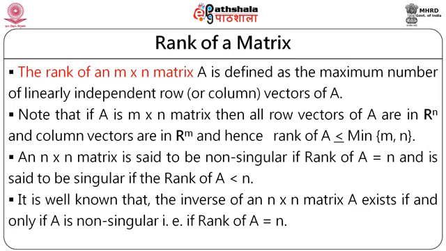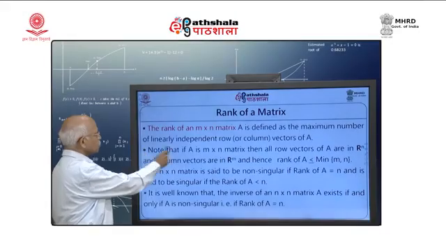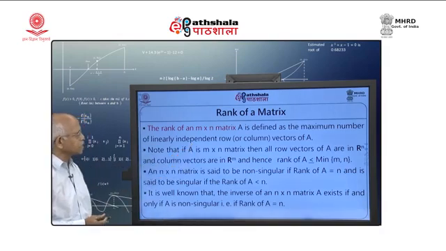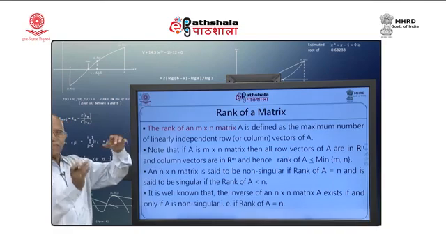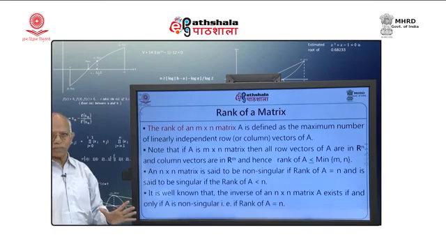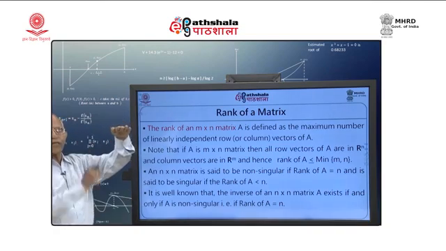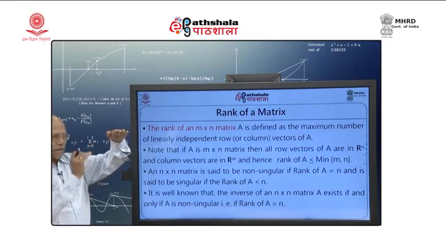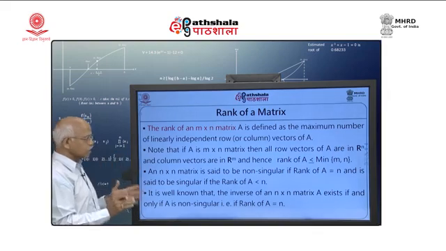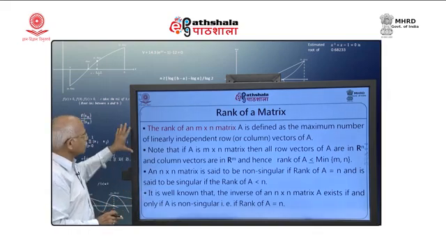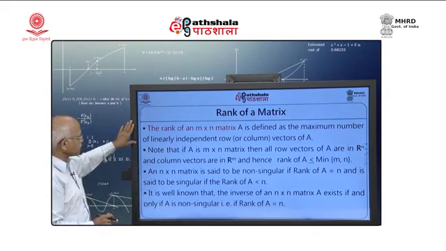The rank of an m cross n matrix A is defined as the maximum number of linearly independent row vectors or column vectors in A. You know that an n by n matrix has n row vectors or n column vectors. Out of that, how many are linearly independent? The maximum number of linearly independent row vectors or column vectors is going to be identical, and that will be considered as the rank of a matrix.